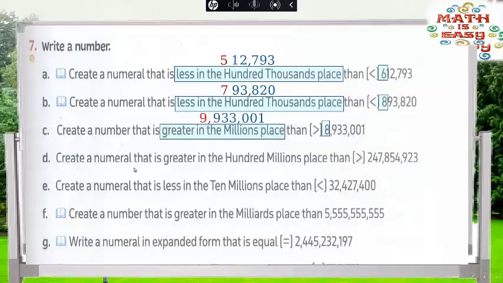Next one, create a numeral that is greater in the 100 millions place. Go to your number and search for the 100 millions. In the 100 millions place we have 2. You should write a number more than 2. 3 is more than 2. So 347 million and write all digits without a change. 854 like this and 923, 923. Next.